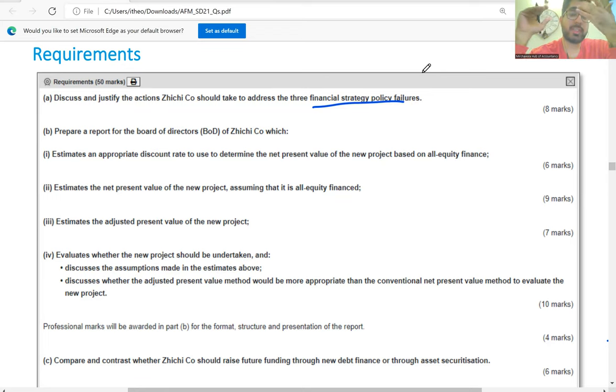And then the third policy failure, equity finance. It should be a mixture of equity and debt because equity is expensive, et cetera, et cetera.